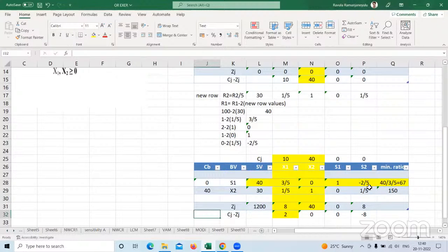Are you getting my point? The key row is this one, and the key element is 3 by 5, because the intersecting point of the new key column and the key row is the key element. Now what to do? Again, we need to go through the same procedure, finding the new values of this row by dividing it by 3 by 5. If you divide it by 3 by 5, you'll be getting the new row values.